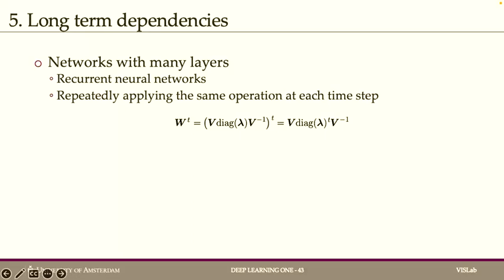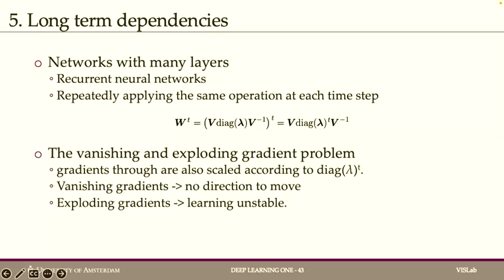And now you can think of the eigenvalues. If lambda is bigger than 1, you keep multiplying that with itself, and it will eventually explode. And if lambda is smaller than 1, it will go towards 0. And these are called the vanishing and exploding gradient problems, which happen in particular if you have recurrent structures where the same weight is applied multiple times, which makes learning unstable.